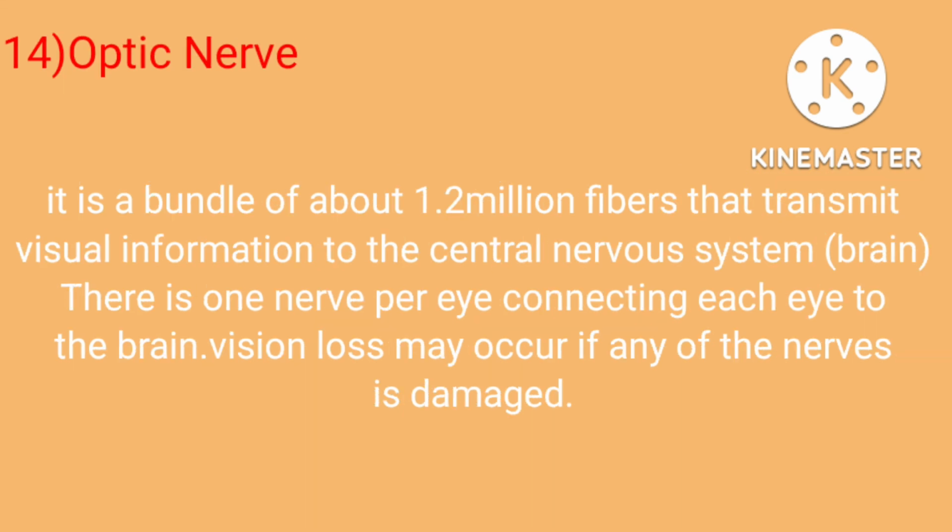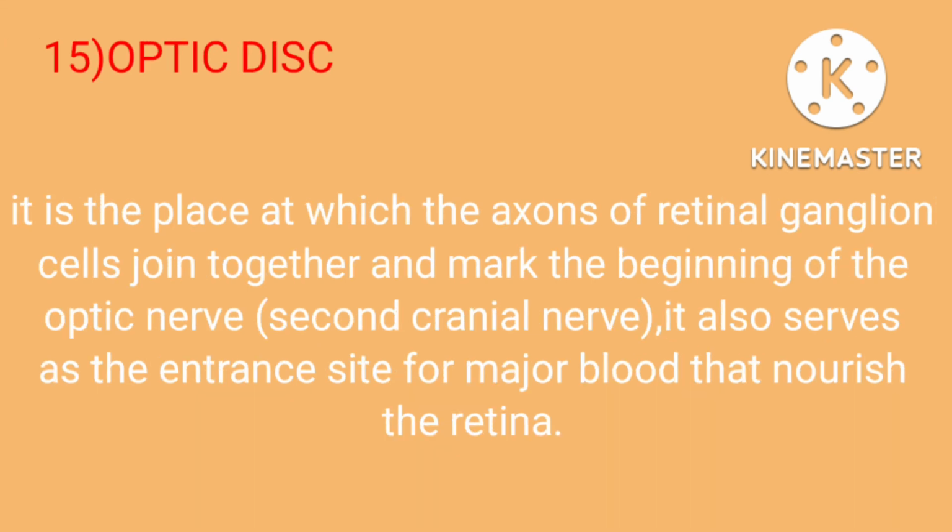Number 14. Optic nerve. It is a bundle of about 1.2 million fibers that transmit visual information to the central nervous system, or brain. There is one nerve per eye connecting each eye to the brain. Vision loss may occur if any of the nerves is damaged.